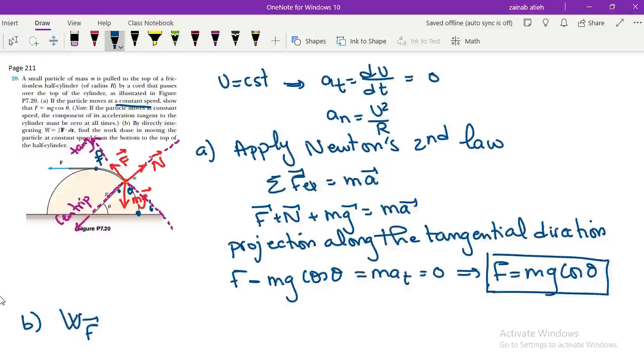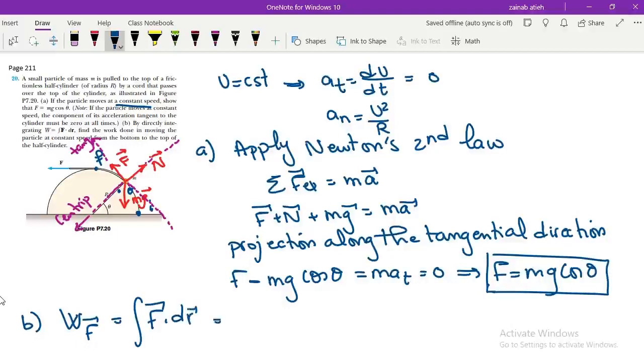So look at the force F. F is a function of theta. Every time the angle changes, F changes. So F is not constant, it's variable. So I have to write the work in integral form. So the work is equal to the integral of F dot dr.